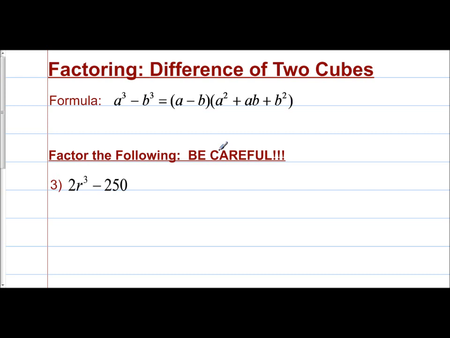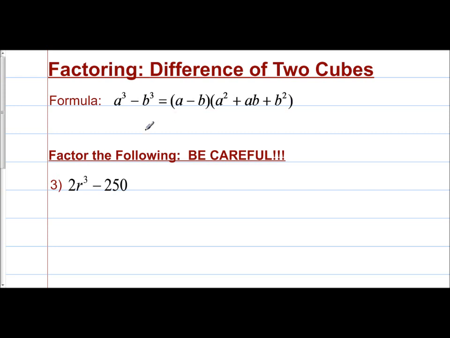So I have my difference of two cubes formula. I have this example, 2r cubed minus 250. Now I'm going to go through the thought process as if I was just a student trying this problem. I'd see, okay, I have two terms. I'm given this difference of two cubes formula, so I'm going to try and just use this formula as is.